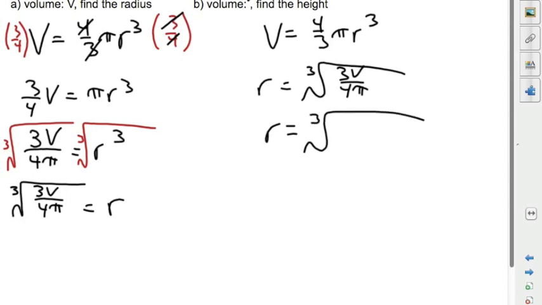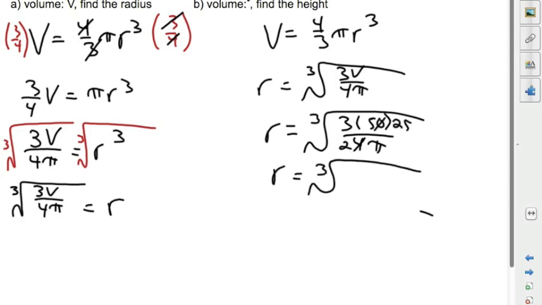So that's the cube root of 3 times 50 over 4 pi. So I can reduce this, so r is equal to the cube root of 75 over 2 pi. So that's the cube root of 11.94.